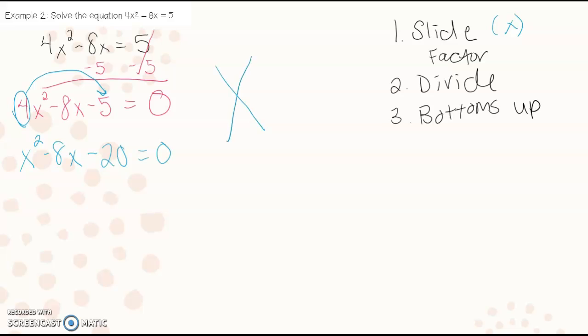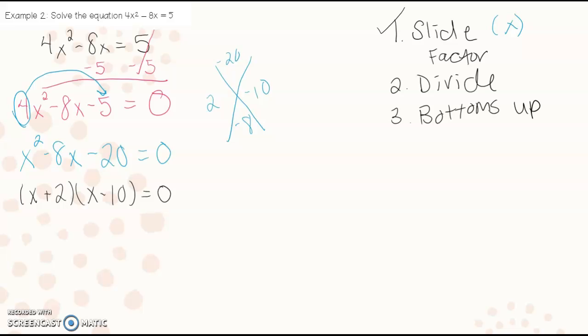So we factor what multiplies to negative 20 and adds to negative 8. So let's think again. Our larger number is going to have to be negative since we add to a negative. So is 1 times negative 20 is negative 20, but is 1 plus negative 20 negative 8? No. How about 2 times negative 10? Is 2 plus negative 10 negative 8? Yes. So my values will be 2 and negative 10. We rewrite this in parentheses, x plus 2, x minus 10.